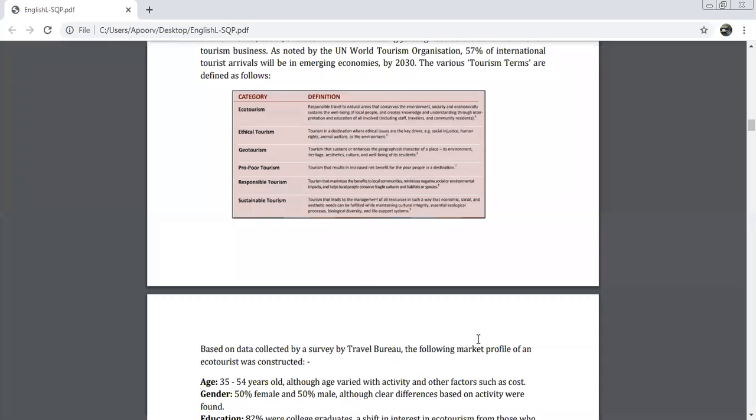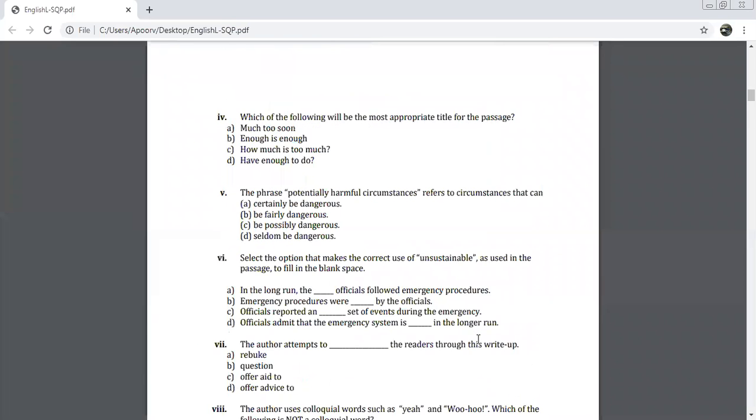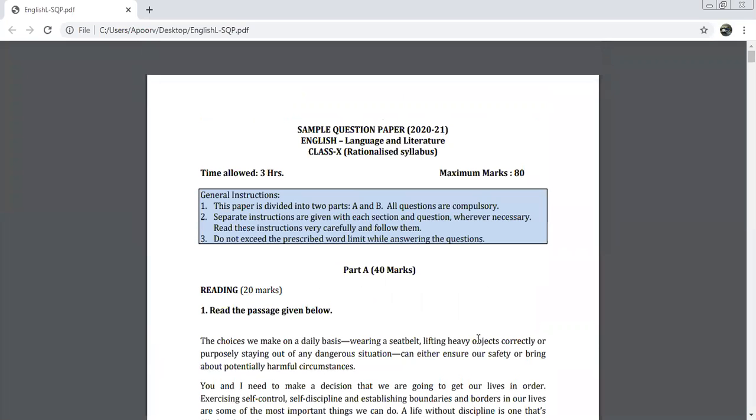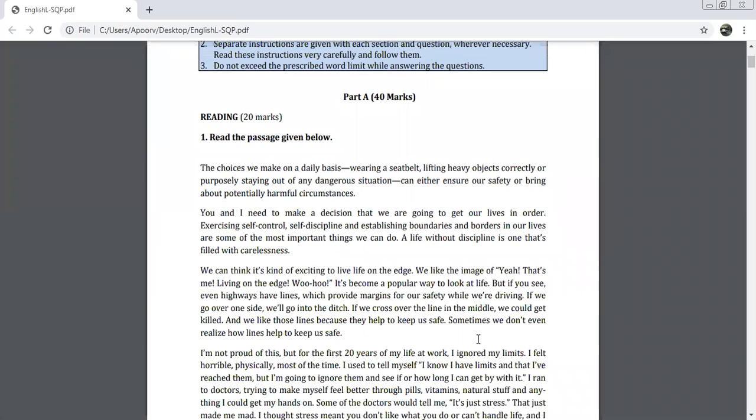There are little different types. Let's see what is the level of the passages today. Okay, children, now you have to start reading the passage. Read the first three paragraphs only. Very quickly. Reading is very important. You have 20 marks of reading. So first three paragraphs, read quickly.